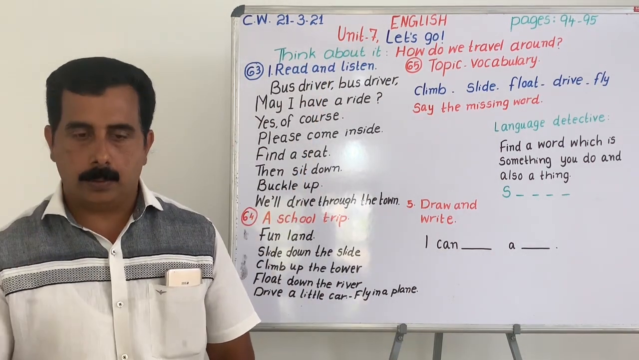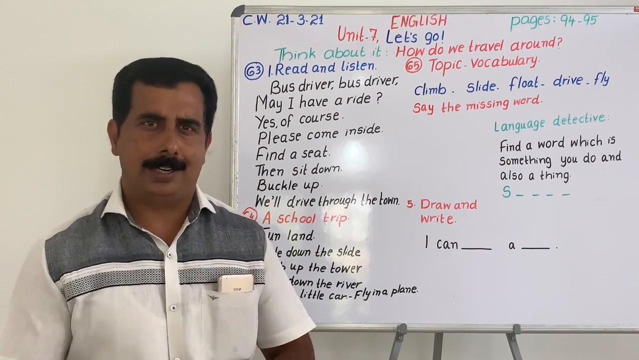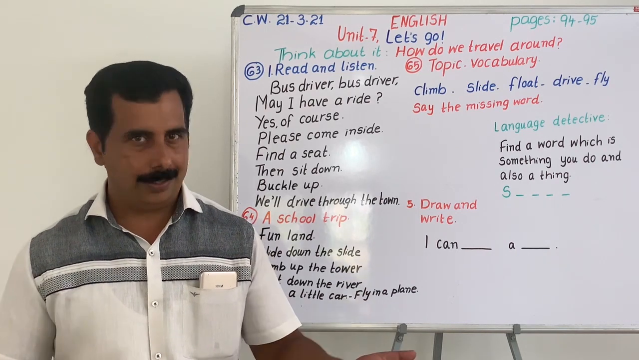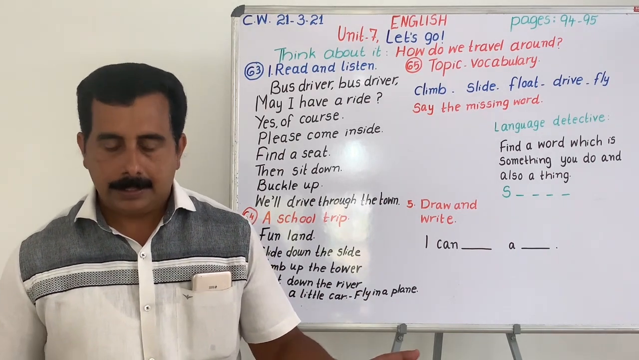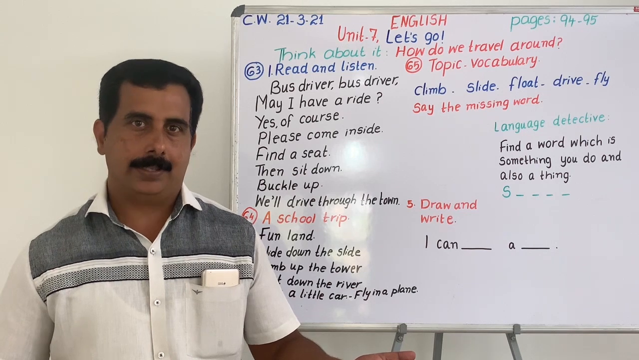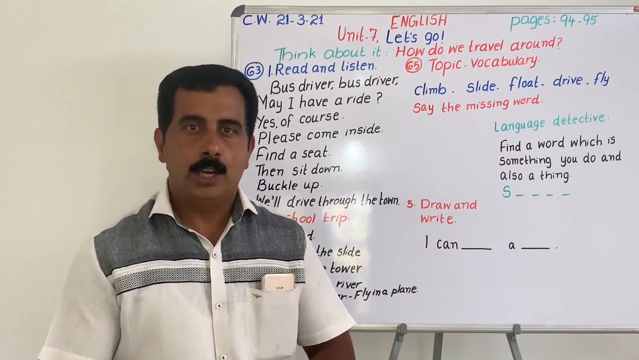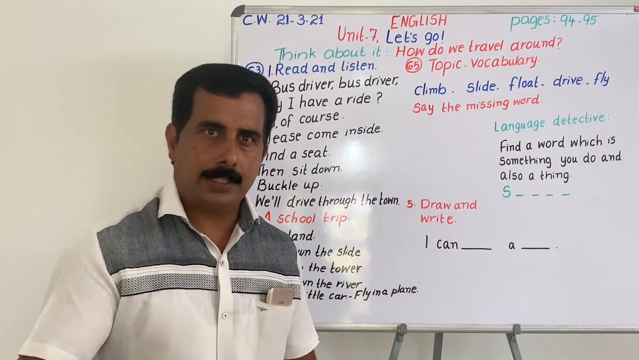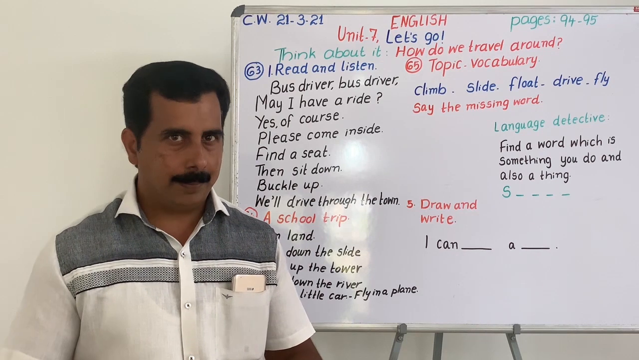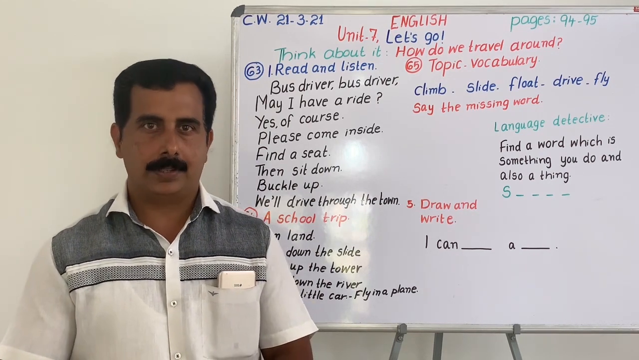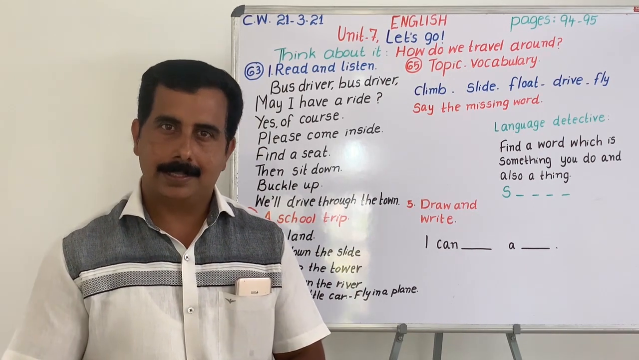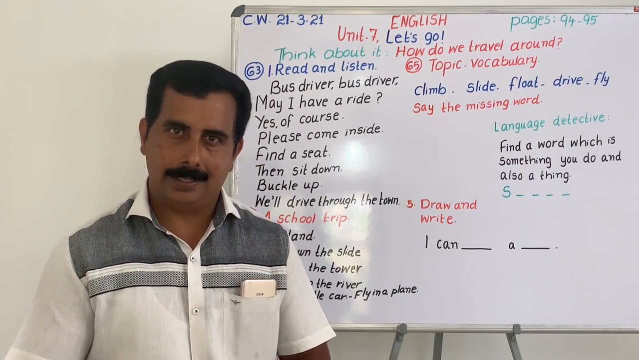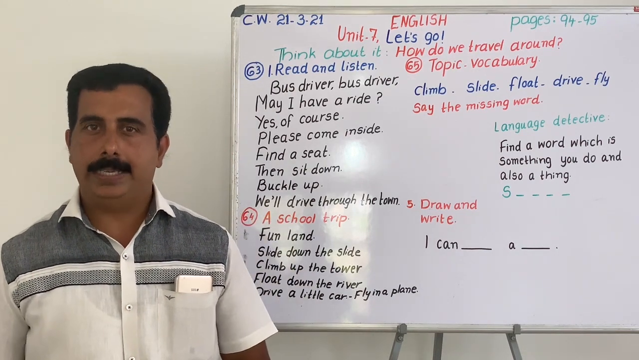Okay, so let's go. That means we are going somewhere else. You are in a school and you are planning to go somewhere else. Okay, where are you going? The main purpose of this lesson is to think about how do we travel around. Children, how do we travel around? We are depending on different means of transport daily. Maybe by bus, car, jeep, some people by boat, aeroplane. Yeah, there are different means of convenience.